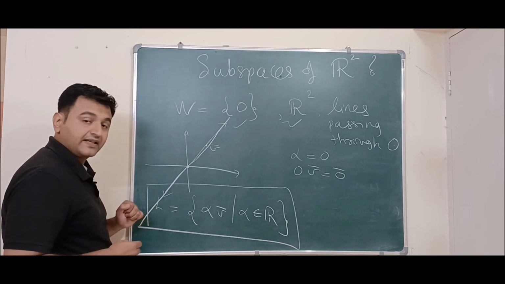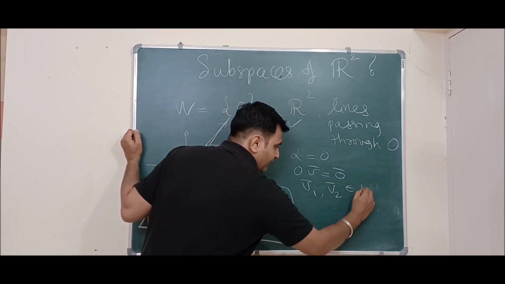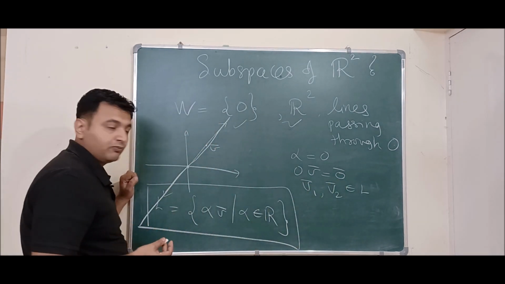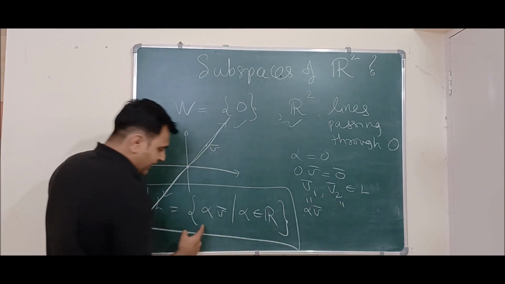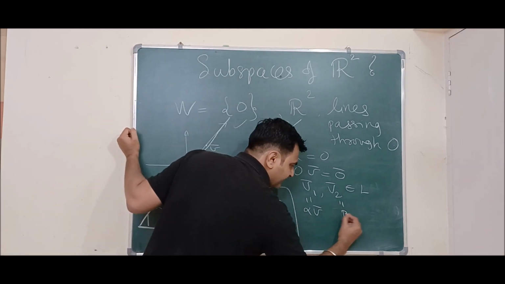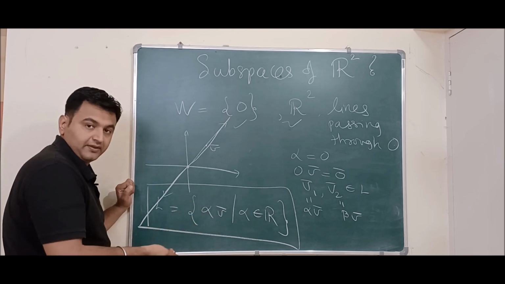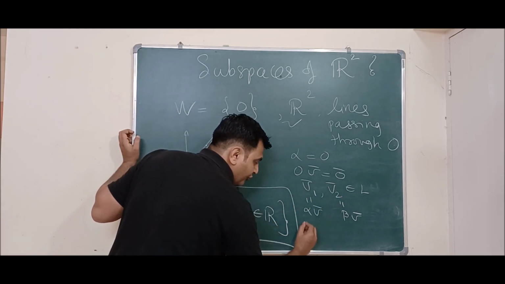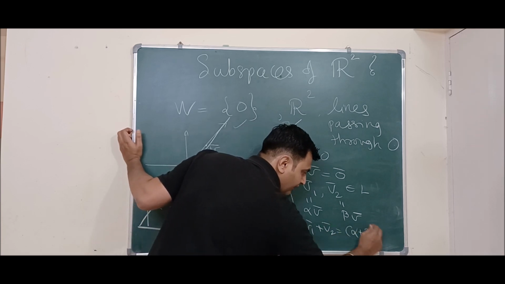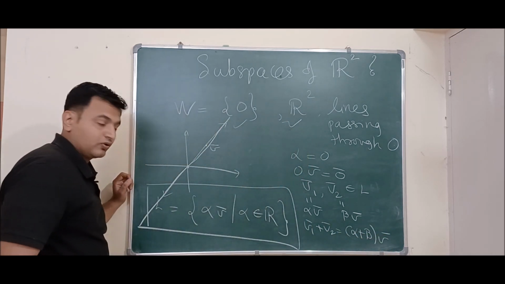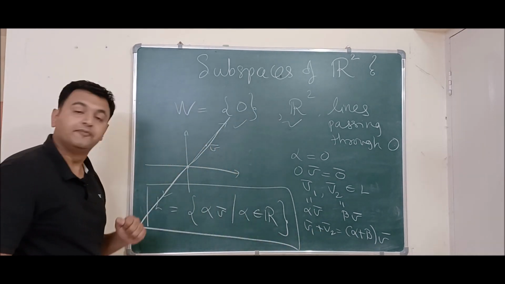Now you take any two vectors in L. Let v1 bar and v2 bar belong to L. How will v1 bar and v2 bar look? Your v1 bar will be some alpha times v bar and your v2 bar will be some multiple, say beta times v bar, because the elements of L are nothing but the multiples of v. Now if you add them, what do you get? v1 bar plus v2 bar is nothing but again some multiple of v bar. Since this addition is a multiple of v bar, the addition belongs to L.